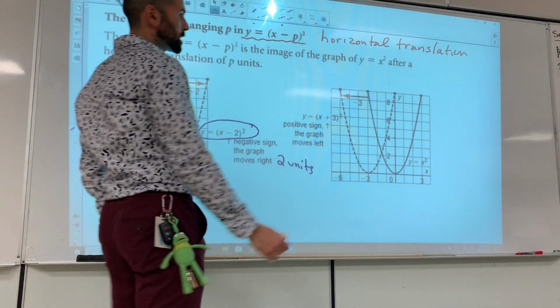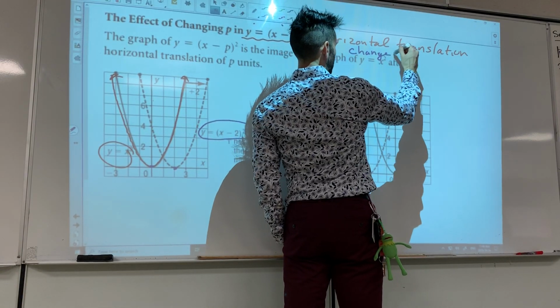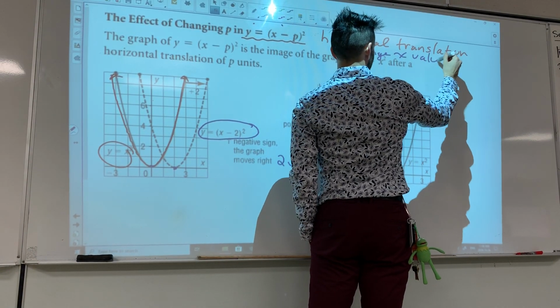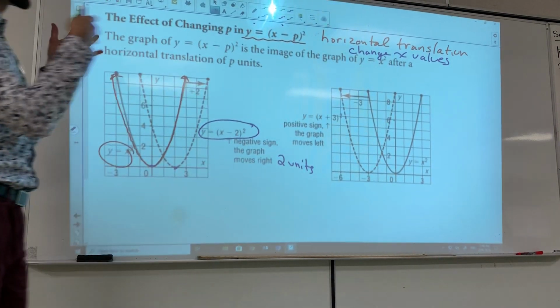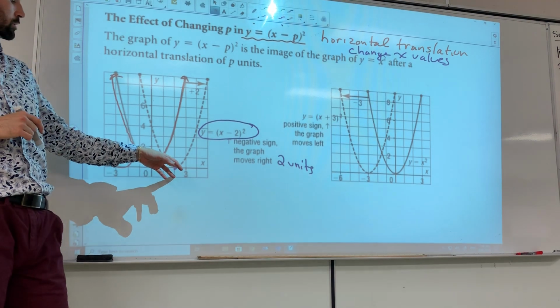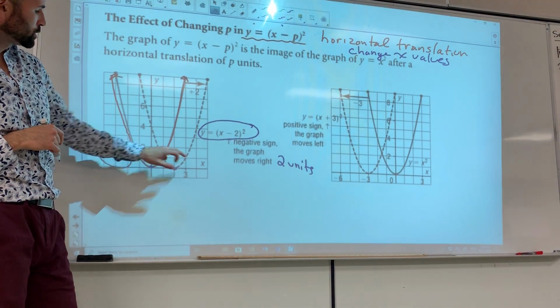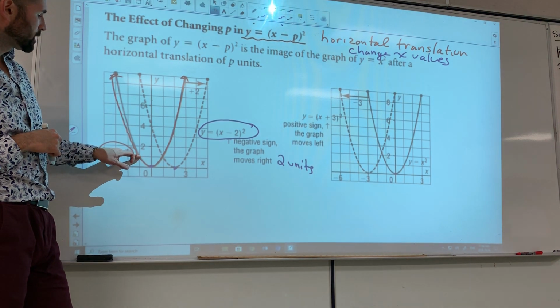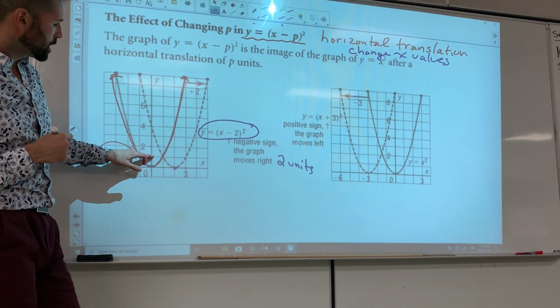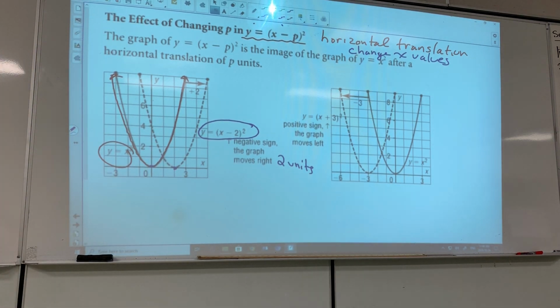Okay, so horizontal translations change the x values. You apply this transformation to the x values only. Okay, so 2 units to the right. Look at this point, 1, 1, 1, 2, 2 units to the right. This point over here, that's at -1 for x. 1, 2, it's right there. Okay? So everything goes 2 units to the right.